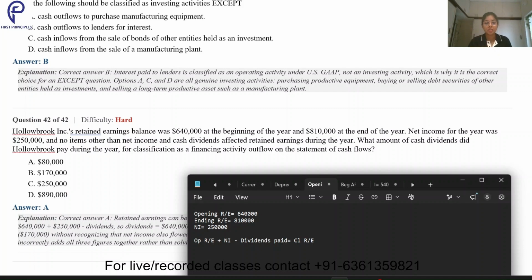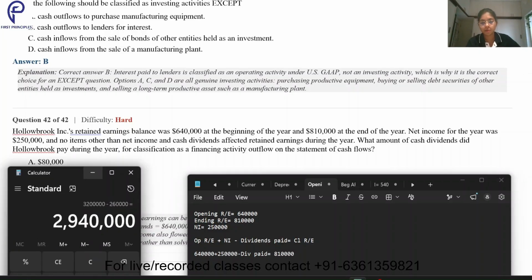Now in my retained earnings, what is there? We will add the net income and we will subtract any dividends which we have paid out so that we get the closing retained earnings. So that's what I have written over here. Opening retained earnings, in that I will add the net income, I will remove the dividends from that, and then we will get the closing retained earnings. So my opening retained earnings is how much? 6,40,000. Then what is my net income? My net income is given as 2,50,000. From that I will reduce my dividends paid. Then I will get my closing retained earnings. How much is my closing retained earnings? Closing retained earnings is 8,10,000.